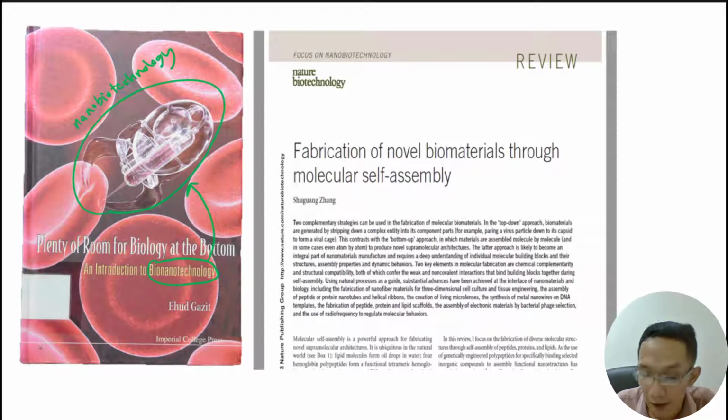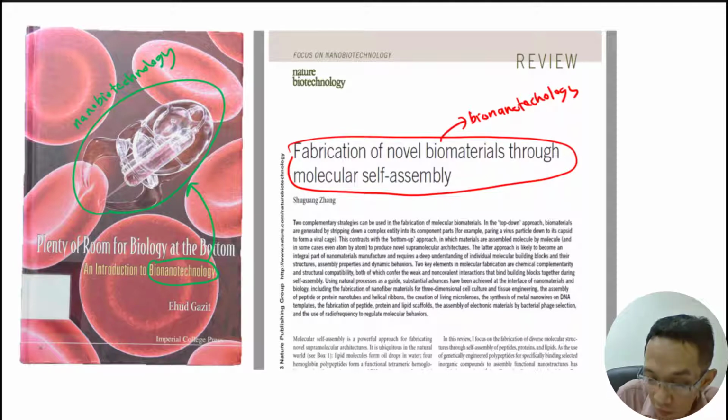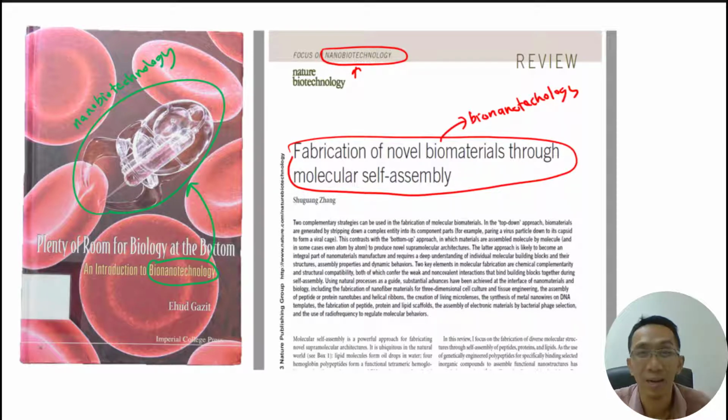If you look on the right, it's a highly cited paper from Nature Biotechnology. The title itself is Fabrication of Novel Biomaterial Through Molecular Assembly. This paper talks about using molecular things like DNA and peptide to produce something. It's much more geared to bionanotechnology. However, if you look at the title here, it is Nanobiotechnology. So we can say that bionano and nanobio are cross-pollinated across each other. Hence, in this video and onward, we are not specifically focused on nanobio, but mostly focused on bionano, but we also deal with nanobio.